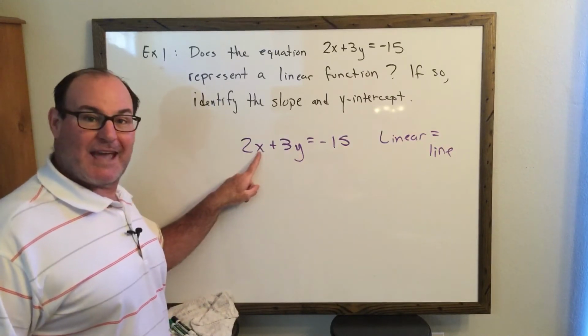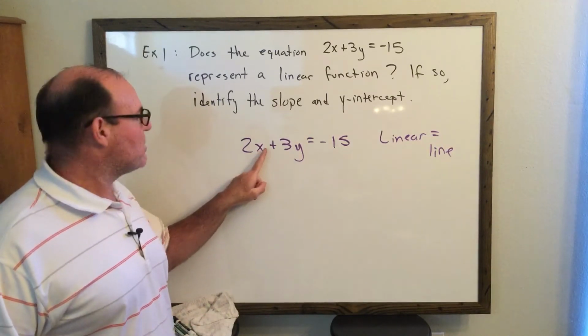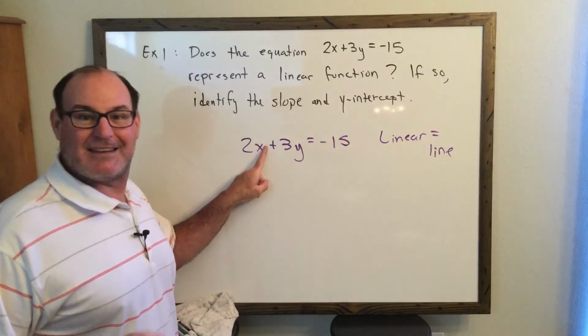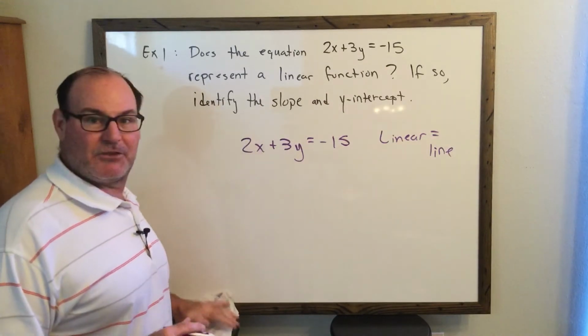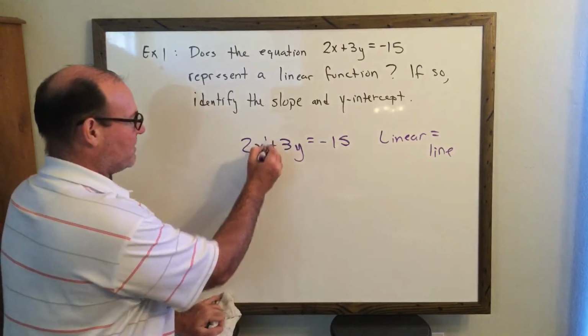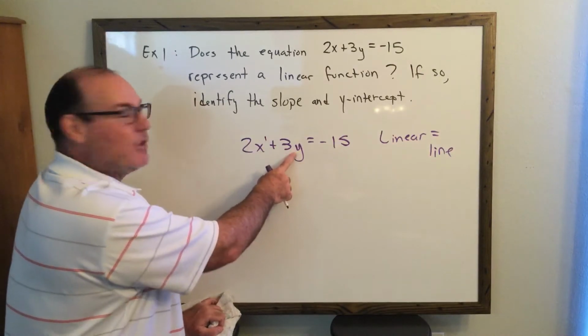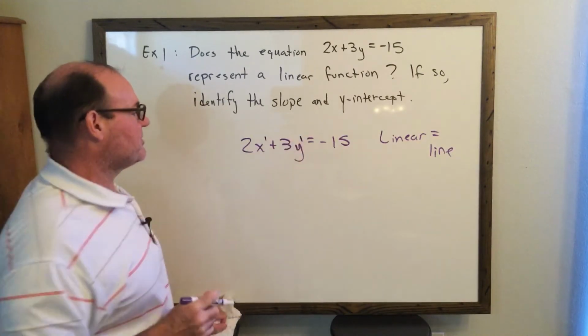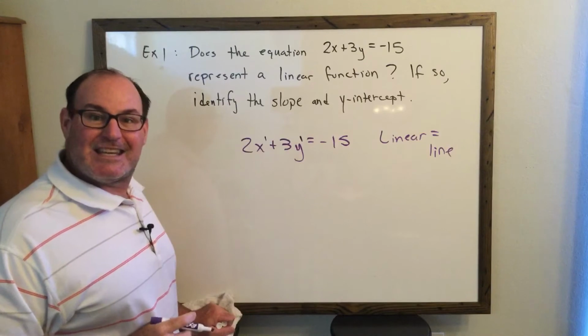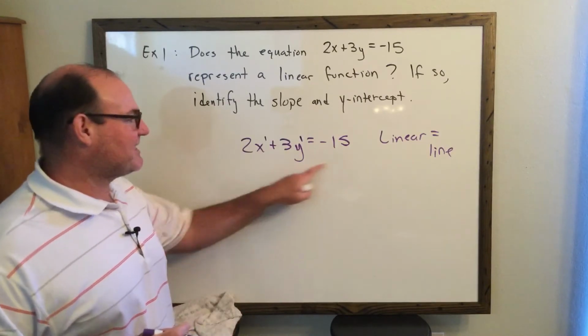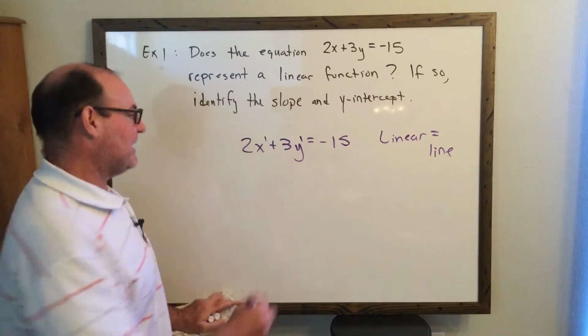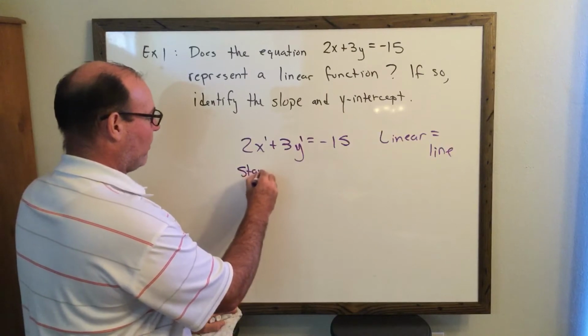So here's my x. What's the power on the x? Well, remember, when there is no power, it is implied that there is a 1. You can write it if you want, if it helps you remember. That's x to the first. And there's a y with no power. That's y to the first. So this is indeed a linear function. This is called the standard form of a linear function.